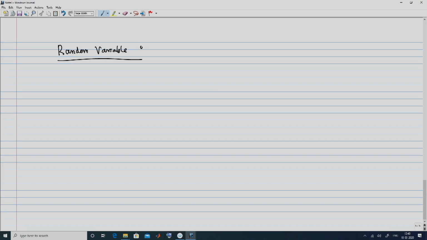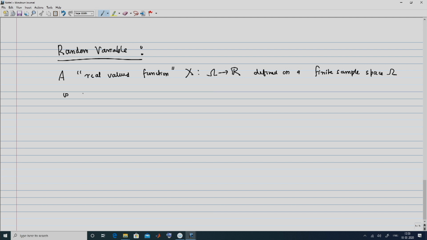So, accordingly we need to give a great amount of importance to the definition of the random variable, both in case of the finite discrete probability space and in case of a general probability space. So, we will now start off with the notion of random variable. A random variable is essentially a real valued function, and typically we denote the random variable X. So, a real valued function X from Omega to R, that is defined on a finite sample space Omega, is called a random variable on Omega.